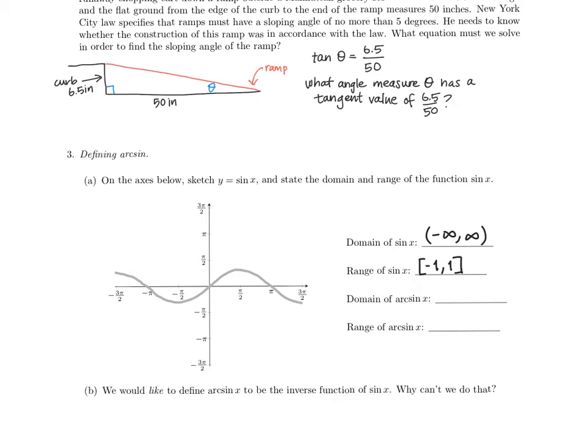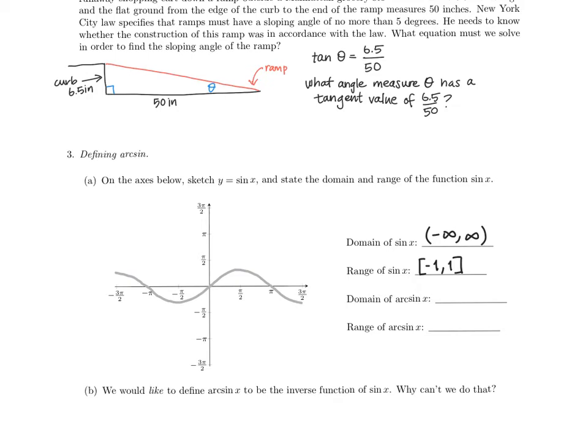Why can't we do that? Well, sine fails the horizontal line test. There is not a function value that is only achieved at one place, so I can't easily create an inverse function type of situation here. Function values are achieved at an infinite number of places. Like 1 is achieved at pi over 2 plus 2 pi n, where n is any integer. It's achieved an infinite number of times, right?